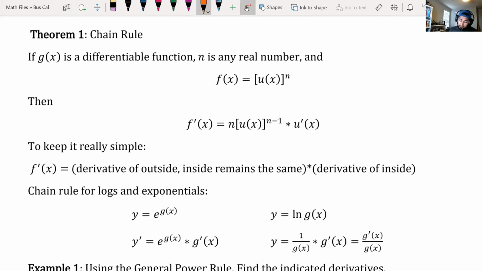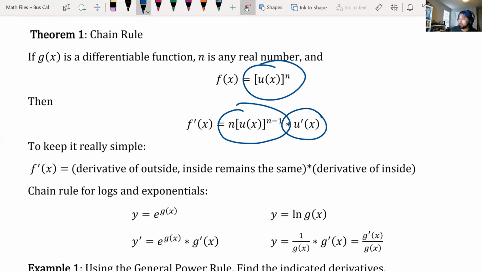If we're given a differentiable function u of x to the n, where the exponent is any real number, then the derivative is going to be n times u of x to the n minus 1 times u prime of x.